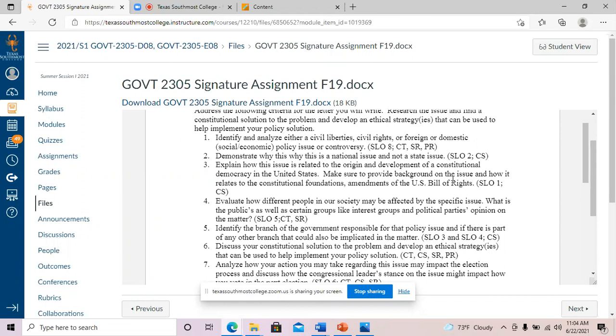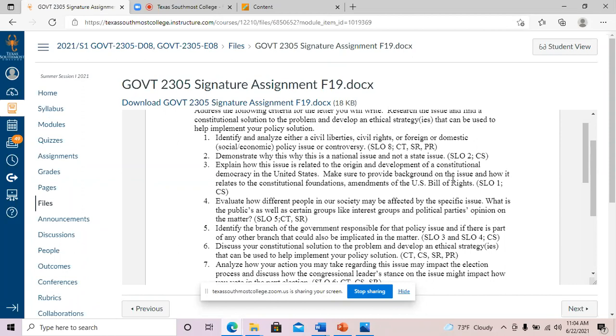Okay, number 3, explain how this issue is related to the origin and development of a constitutional democracy in the United States. Make sure to provide background on the issue and how it relates to the constitutional foundations, amendments, and the U.S. Bill of Rights. Okay, so again, some of these are going to repeat themselves a little bit. As long as you are able to go into detail about how it's related to the Constitution, you're more than welcome to do so.